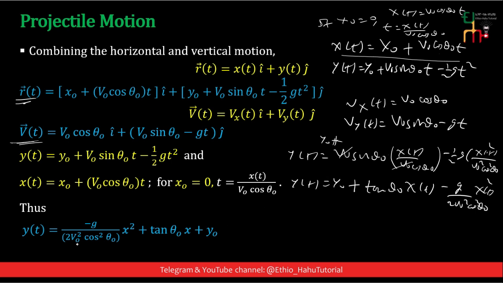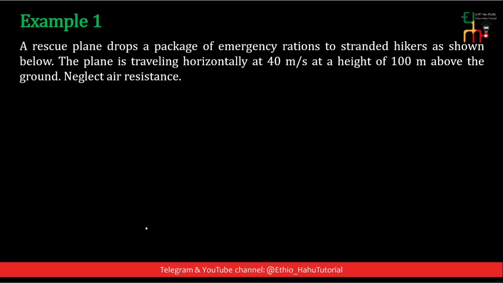This is a polynomial equation of degree 2. This is the relationship between the vertical displacement and horizontal displacement, y of t and x of t, at any instant of time. Having seen this, let's see an example.